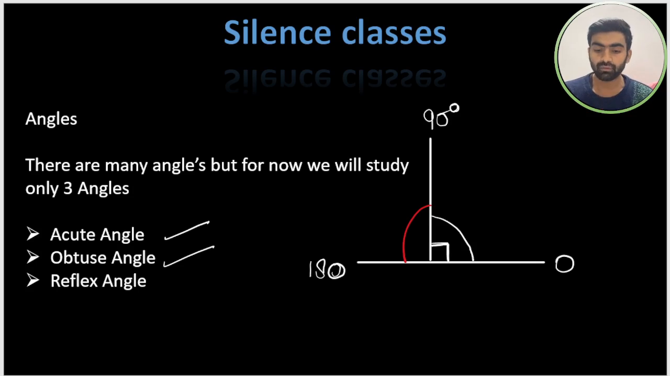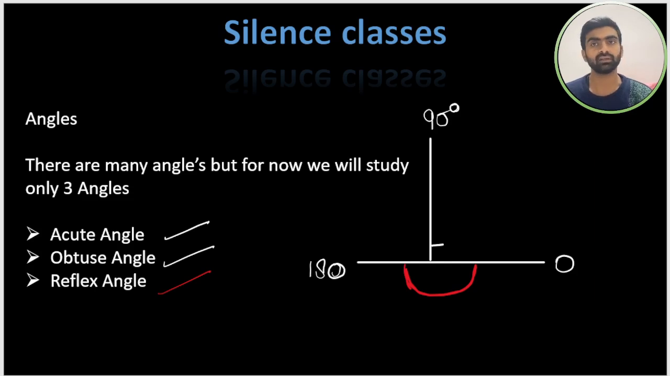Now we will talk about the reflex angle. Reflex angle means greater than 180 degree and smaller than 360 degree. All the angles between these are known as reflex angle.